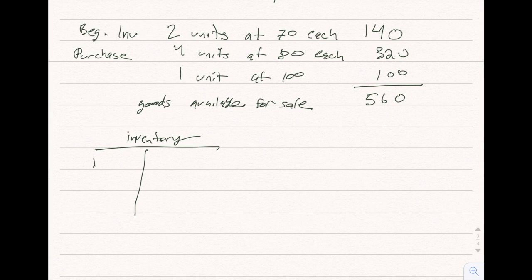Right, you had 140. This is the beginning balance. Then you added 320 and 100. I'll just combine those: 420. So at the intermediate stage, before you even sold anything yet, you have 560.